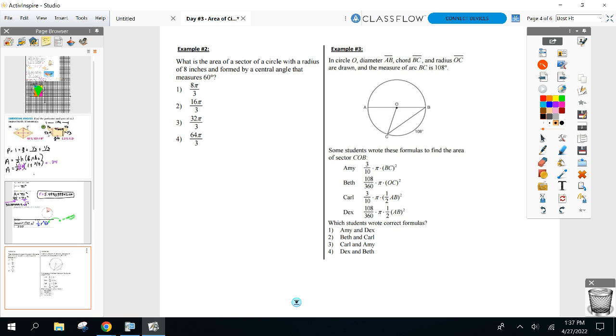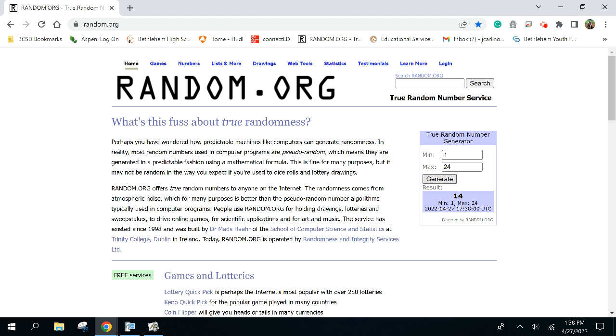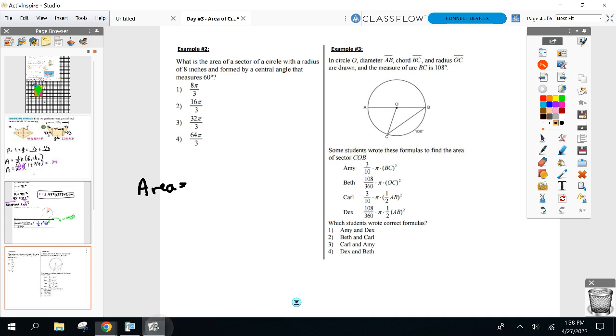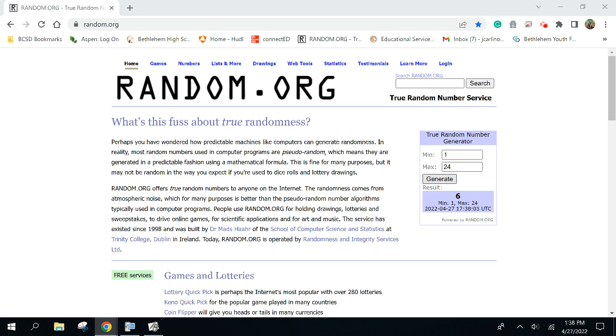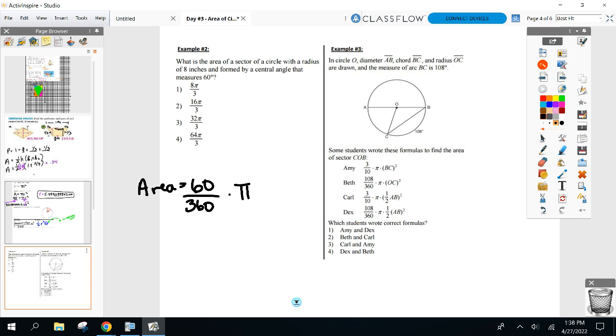You ready? What's my angle in? What type of units is my angle in? Degrees, so we'll use the area formula for degrees. Okay, here we go. Measure of the arc, 60, always equal to its central angle. 60 over 360 times pi times 8 squared.